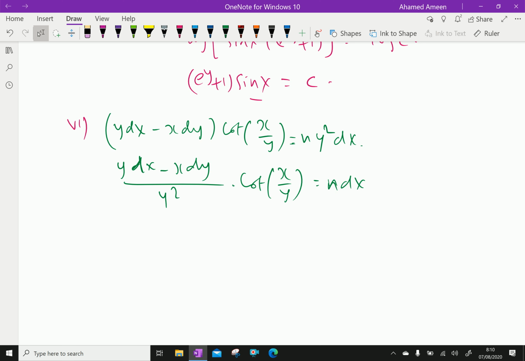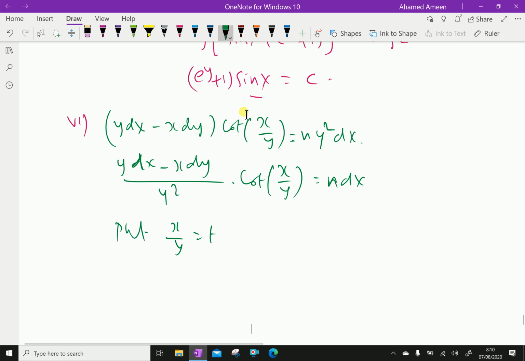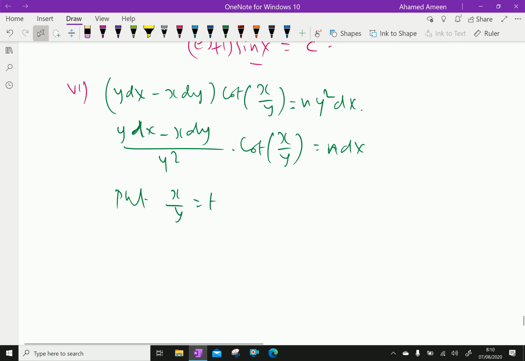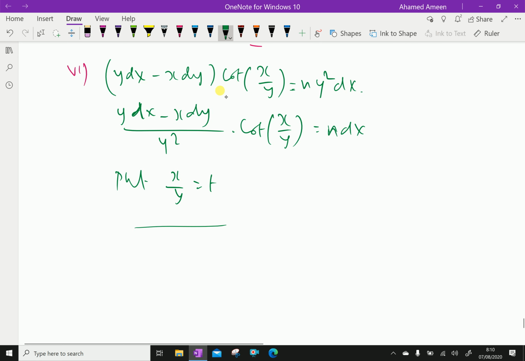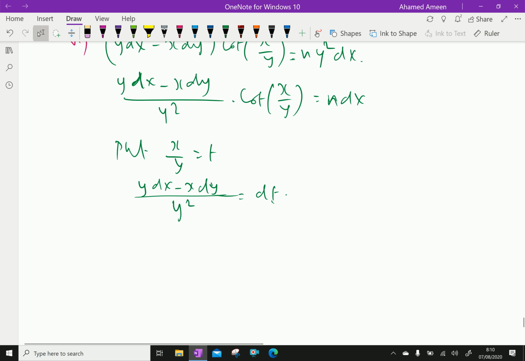Now put x over y equal to t. Put this x over y equal to t. We can write, differentiating with respect to x by quotient rule, differentiating x over y, y dx minus x dy over y squared equal dt. Therefore, this complete thing becomes dt.